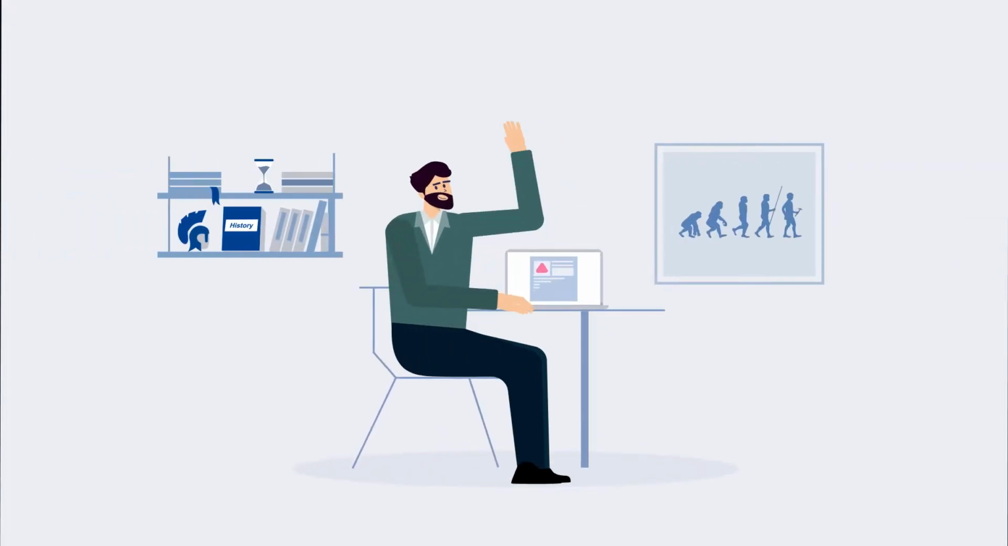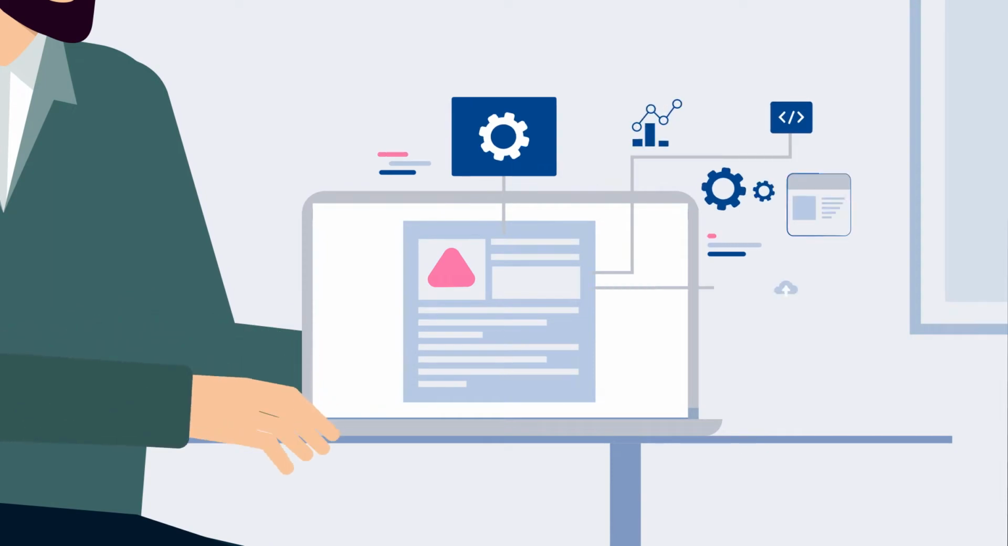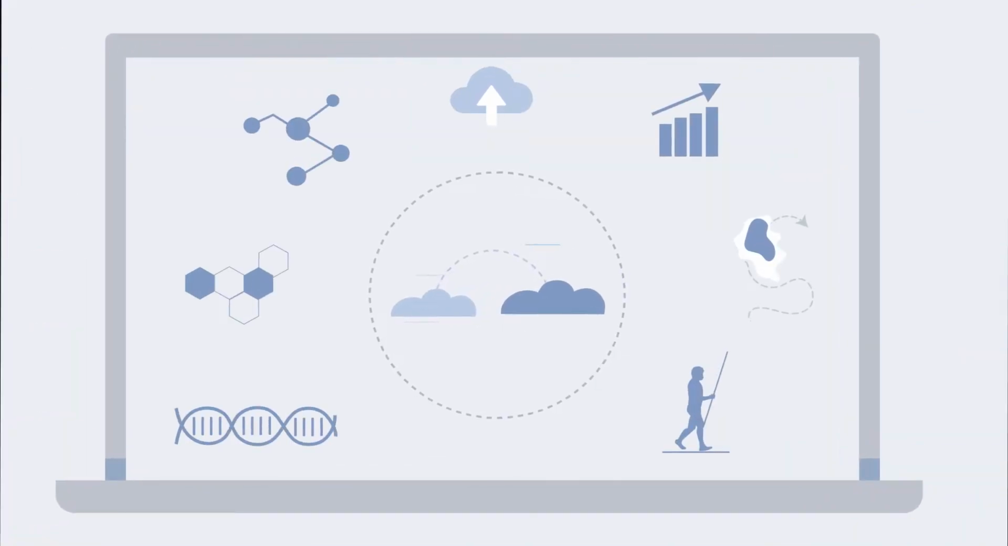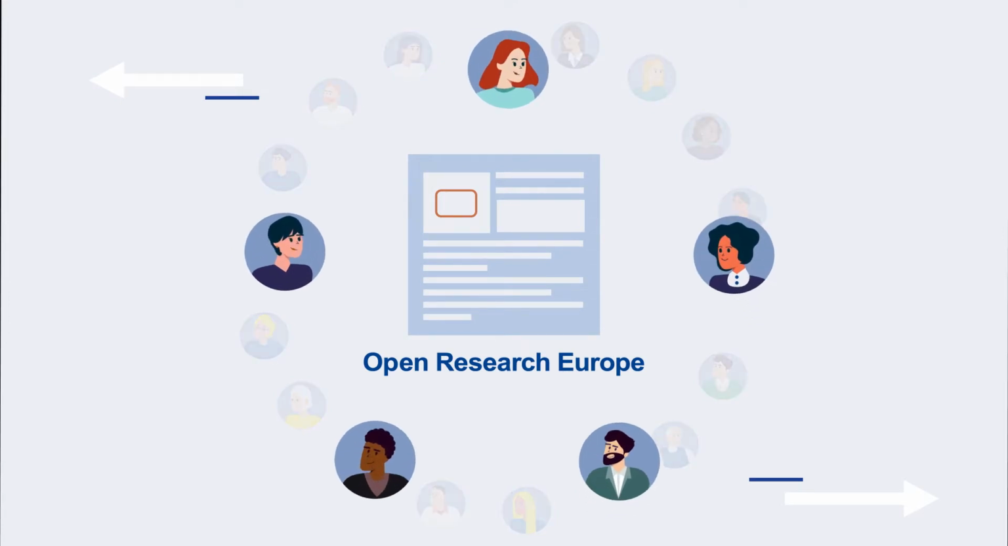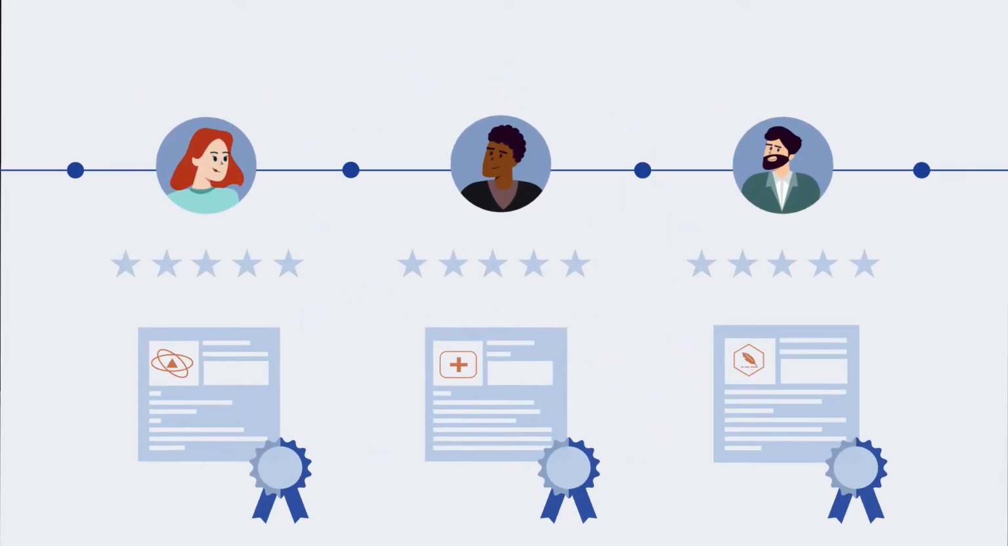Algorithms, code, and software tools are crucial to the discovery process in every field of research, from bioinformatics to digital humanities. At Open Research Europe, we believe that everyone involved throughout the research process should receive credit for the work they deliver, including researchers and software engineers who develop tools and applications.